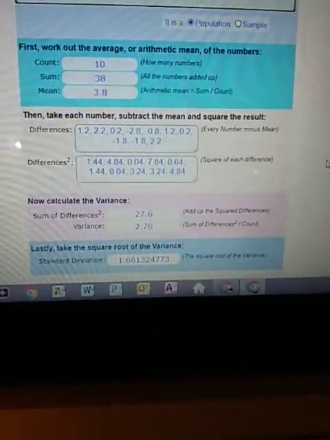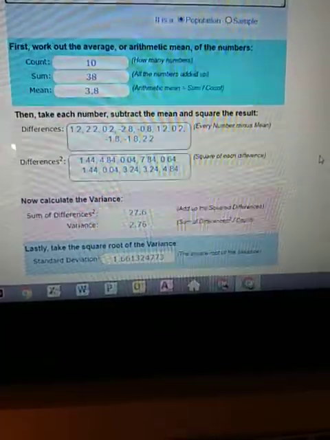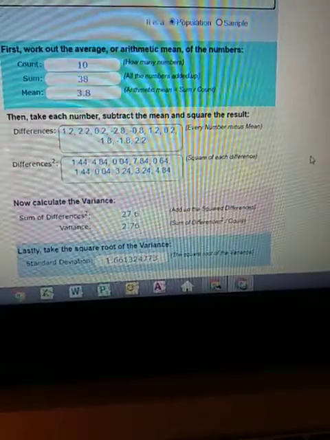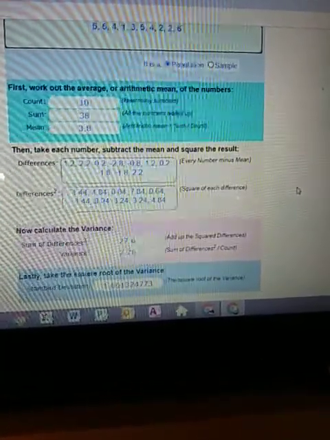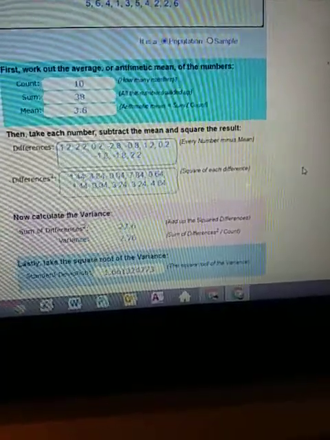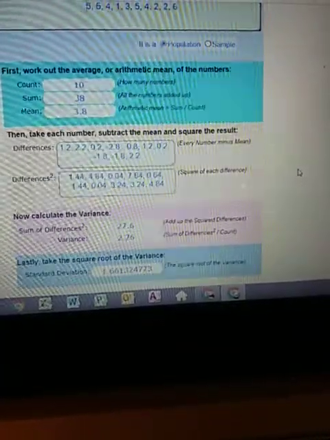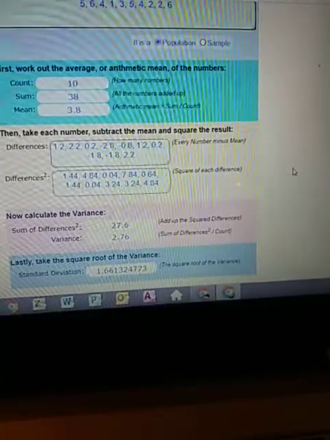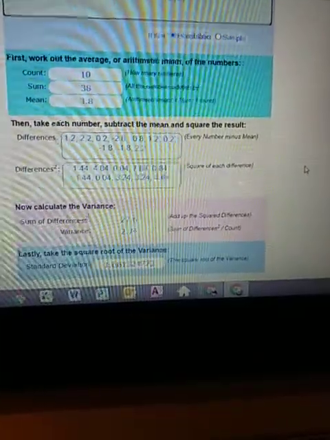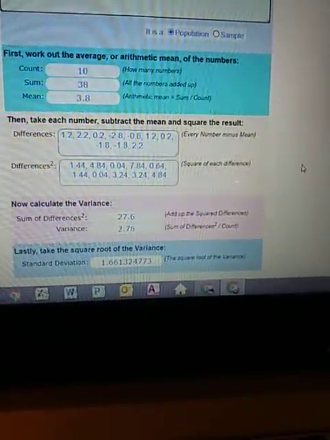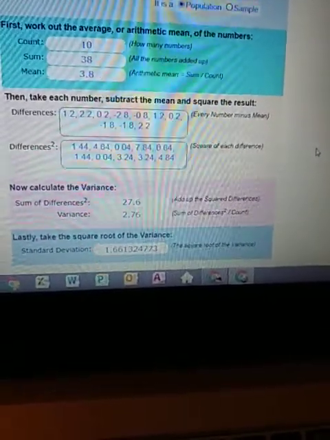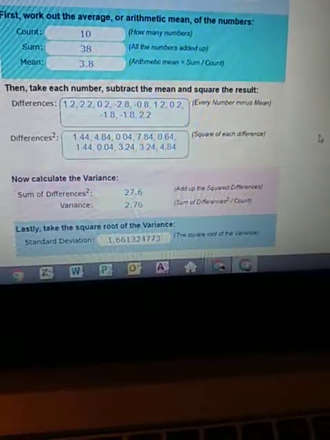All right, so how do you do it? You have your count, your sum, your mean. Then you take each number, subtract the mean, and square the result. You have your differences. Okay. Then you have the differences. You square them, the square of each difference. The sum of the differences: add up the squared differences. And then the variance is the sum of the squared differences divided by the count, which is the amount of numbers. And then take the square root of the variance, and then you get the standard deviation.